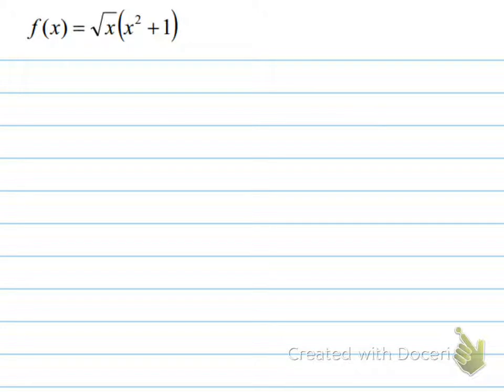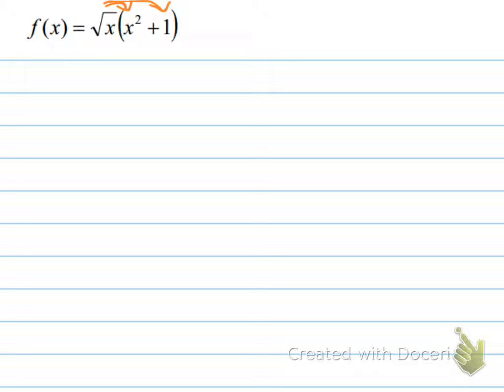So I have f of x equals the square root of x times x squared plus 1. So I am going to want to distribute. That's one way that we can do this. I can distribute the square root of x here and here. Later on, we'll find out how we can use the product rule as another way for us to solve this when you're multiplying two functions. But I know that I can distribute this.